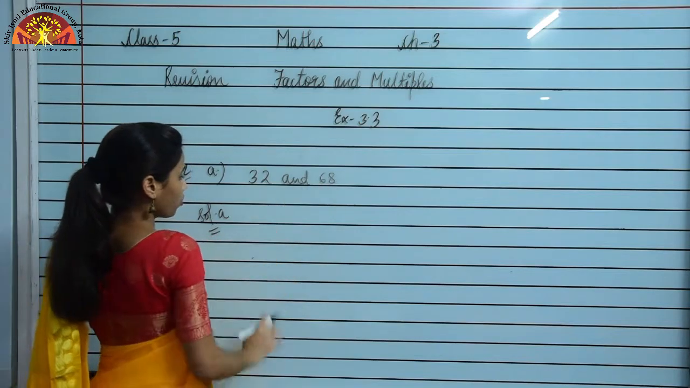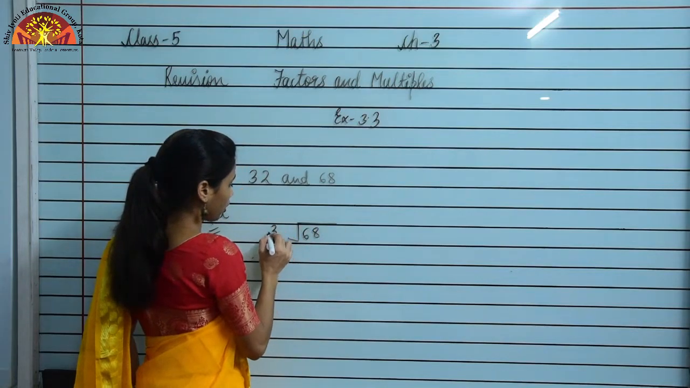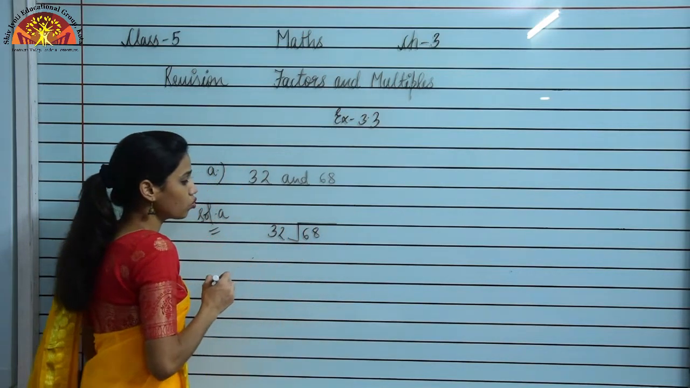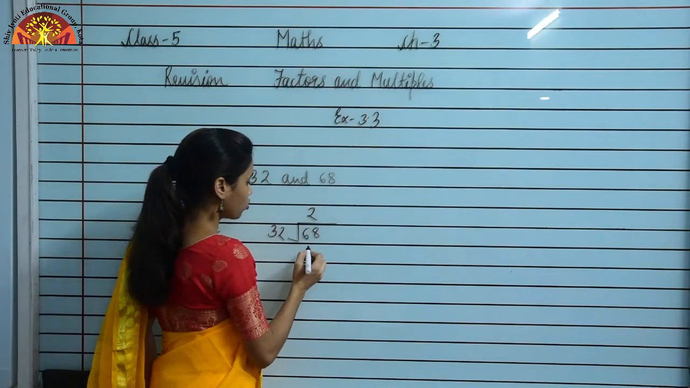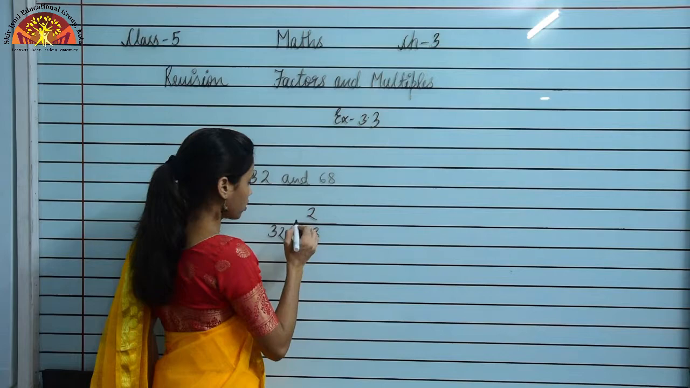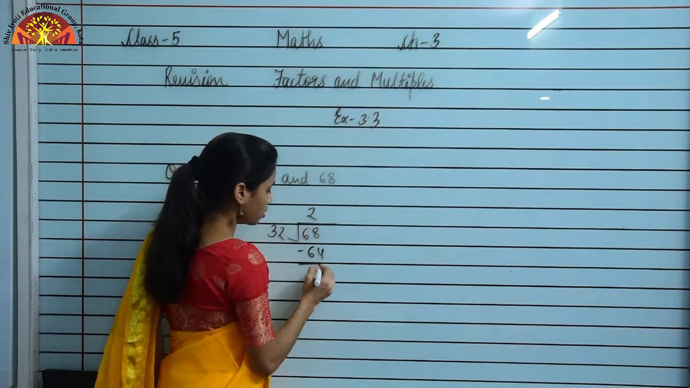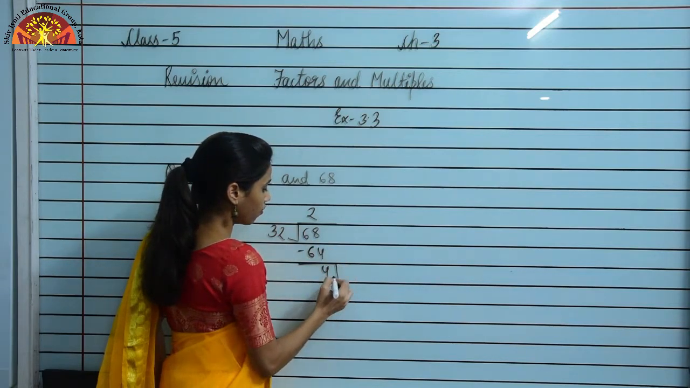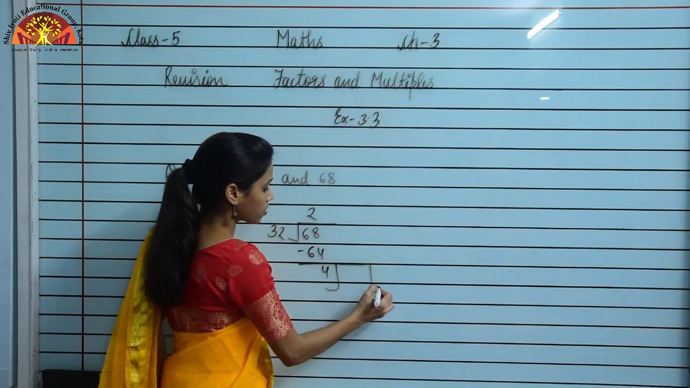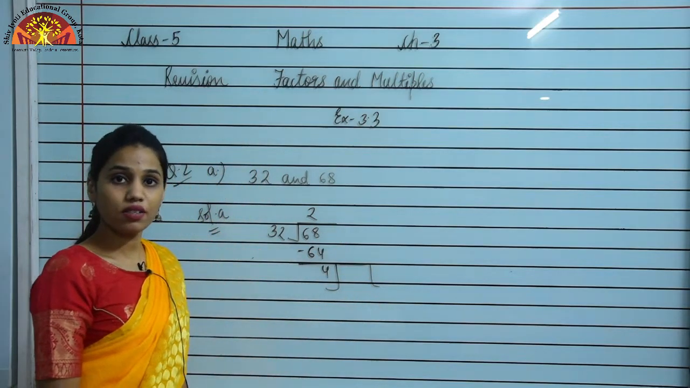Now out of 32 and 68, of course 68 is greater, so I will divide 68 by 32. Now 32 ones are 32, 32 twos are 64. So 68 is divisible by 32 2 times. Now 68 minus 64 will be 4. Now what I will do, this remainder will become divisor. We will divide it until we get the remainder 0.